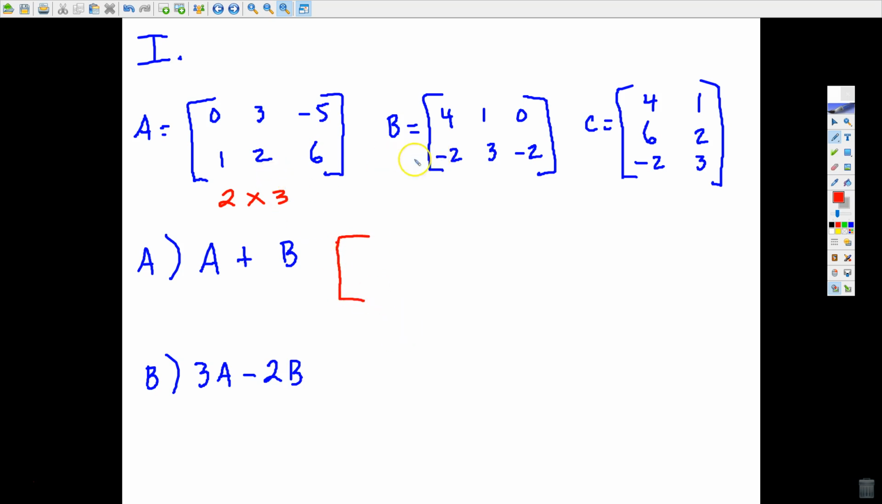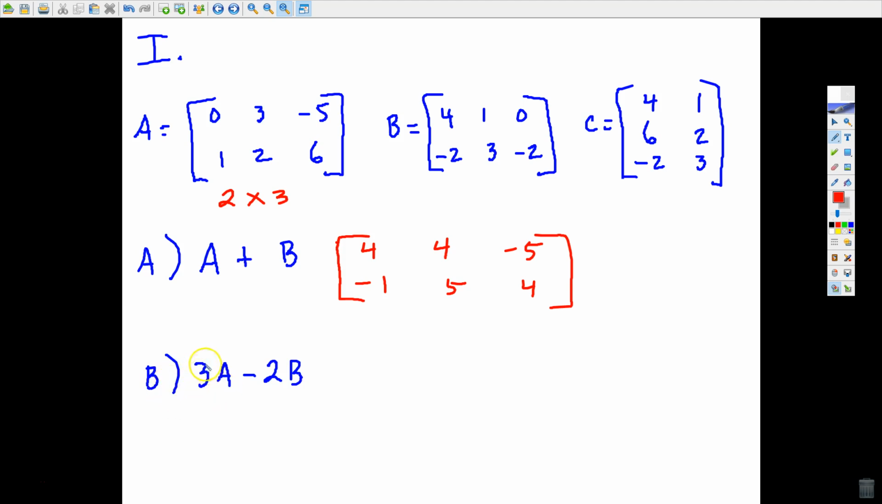So if I'm going to add A and B together, I do 0 plus 4, 3 plus 1, negative 5 plus 0, 1 plus negative 2, 2 plus 3, and 6 plus negative 2. So you match up the elements that correspond to each other and either add or subtract.